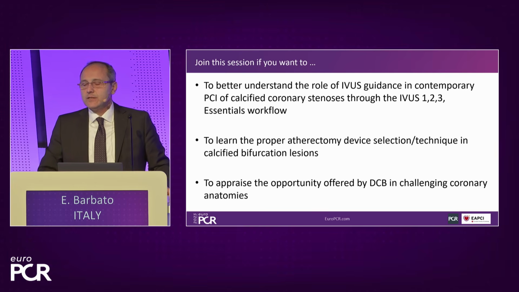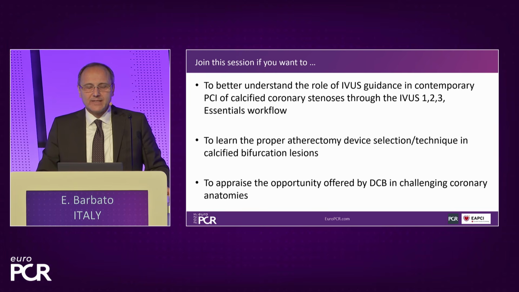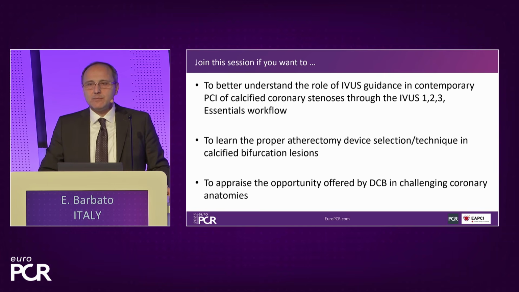So join this session if you want to better understand the role of intravascular ultrasound guidance in contemporary percutaneous coronary intervention of calcified coronary stenosis through the IVUS 1, 2, 3 essentials workflow. So we will learn shortly what is this algorithm. If you want to learn the proper atherectomy device selection technique in calcified bifurcation lesions, and if you want to join us in appraising the opportunity offered by DCB, drug-coated balloons in challenging coronary anatomies.